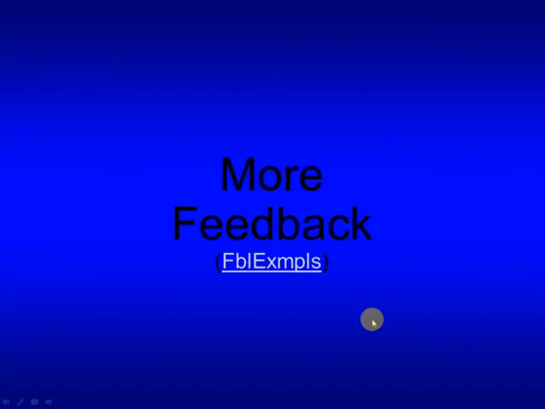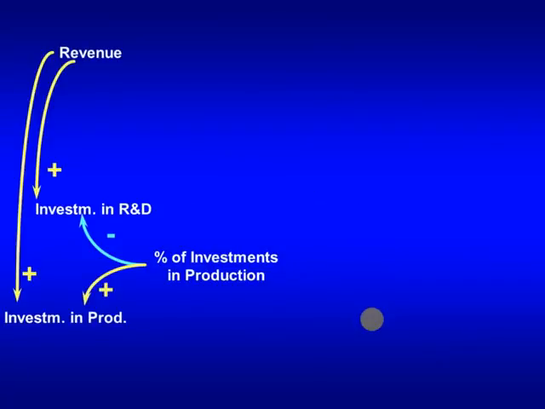I have another example of feedback loops that are interacting here. In this case, we have a high-tech company. It receives revenues from the market, and it has a choice to invest in R&D, research and development, or it can invest in production capacity. In the beginning, typically a high-tech company would invest in R&D. And the quality of the product that they're developing, the prototypes, will increase as investments are being made.